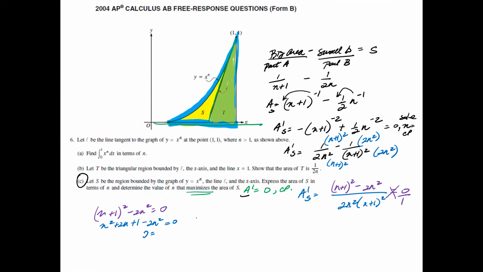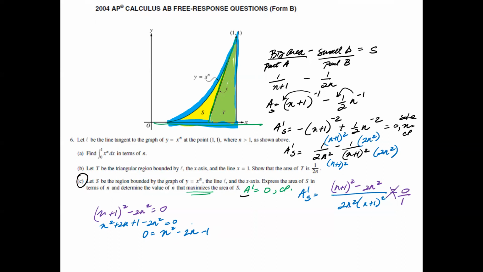I'm going to move my 2n over to the right side. So n squared minus 2n squared over to the right is going to give me a positive n squared. If I move the 2n to the right, minus 2n minus 1. Now, you could try to factor this, but there are no numbers that multiply together to give me a negative 1 and then add to a negative 2.